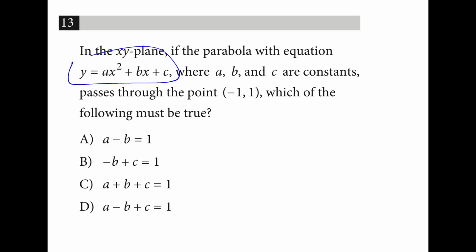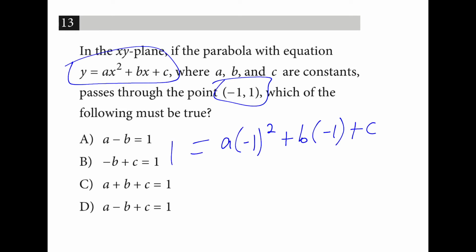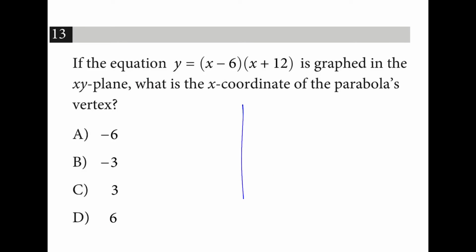If there's a parabola that passes through this point, I can plug in -1, and this tells me a minus b plus c is equal to 1, which is D. So if my two zeros are here at -12 and here at +6, that's a distance of 18. So I'm going to go 9, and I'll be here at -3.